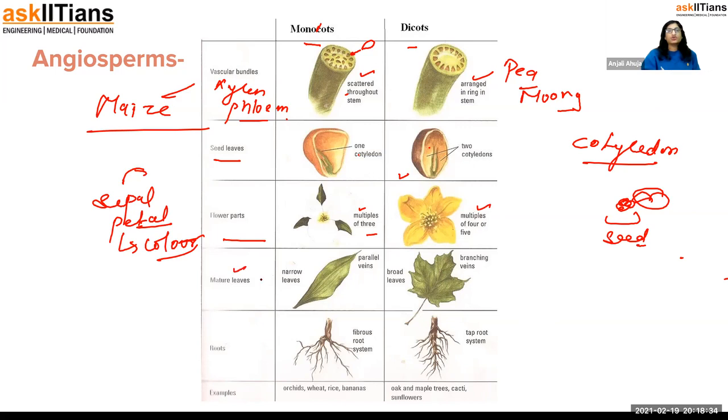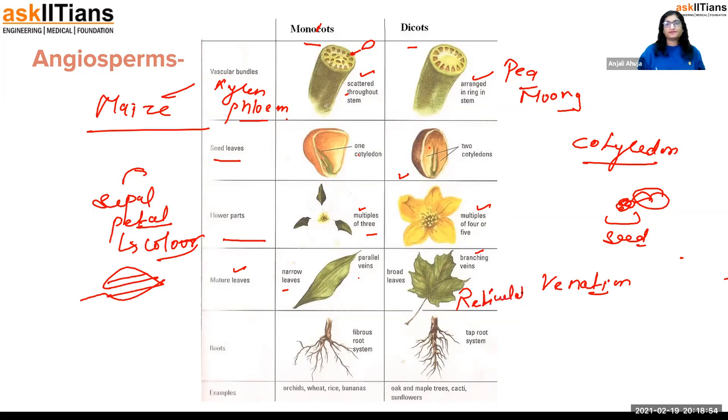And here mature leaves are narrow leaves with parallel venation. There is a word known as venation. Venation means how veins are present on the leaves. If they are present in parallel, we call it parallel venation. And if it is branching, we call it branching venation. We also call it reticulate venation, a network. Now one more difference is the roots, how the root is. In the first case, there is a fibrous root system, no particular design. We also call it the adventitious root system.